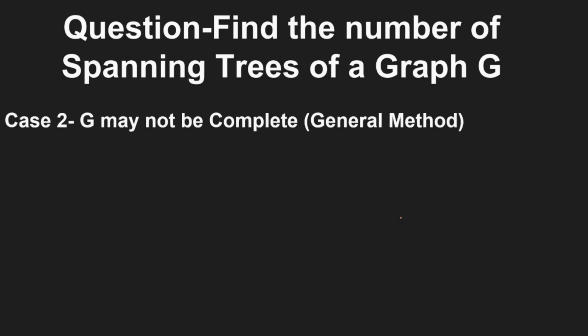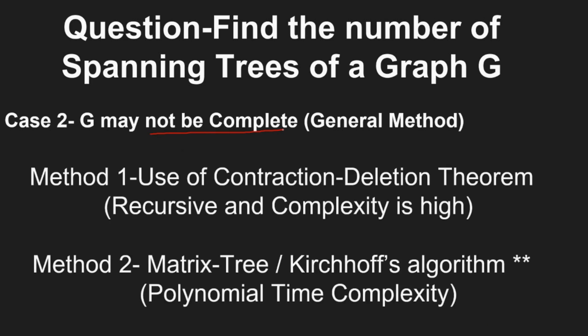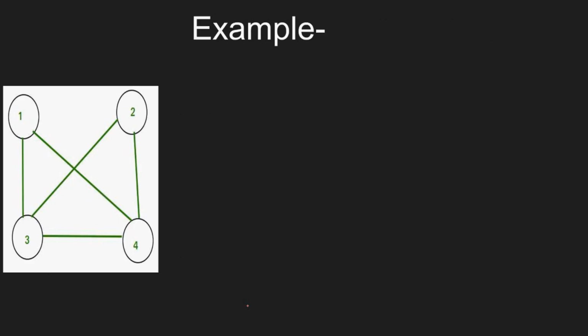If a graph is not complete, there are two methods to determine the number of spanning trees. The first method uses the contraction deletion theorem. This is a recursive algorithm which has exponential time complexity. The second method is the matrix tree algorithm, which has polynomial time complexity. In this video, we will study the matrix tree algorithm.